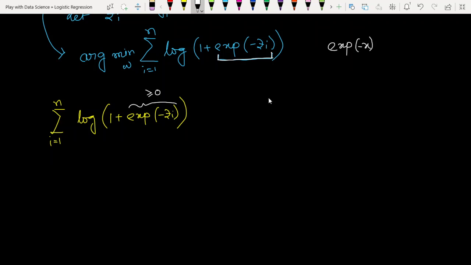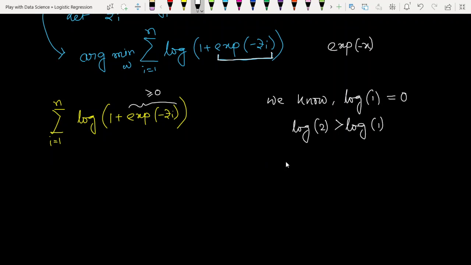And we know, first, log of 1 is 0. And we know log is a monotonically increasing function. For this we can write that log of 2 is always greater than log of 1.